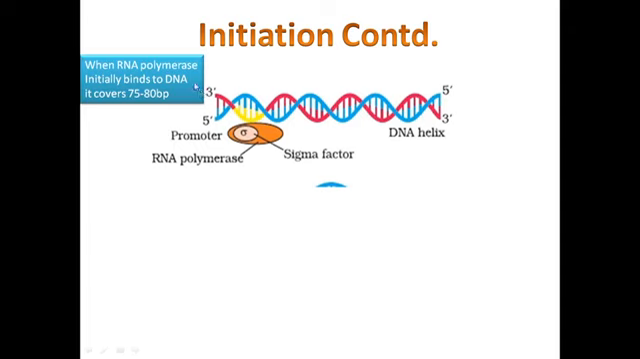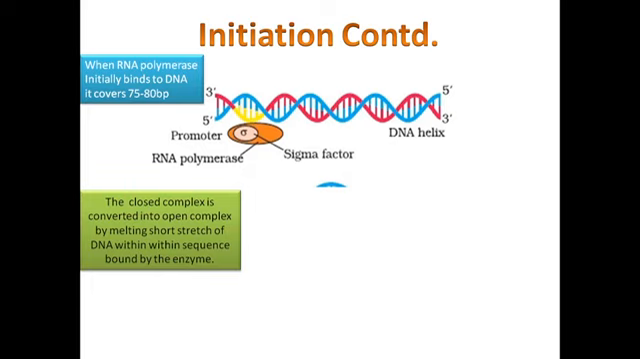When RNA polymerase binds to DNA, it covers about 70 to 80 base pairs. The closed complex is now turned into an open complex by melting a short stretch of DNA within the sequence. What happens? Once this RNA polymerase finds the promoter, it moves along, breaks these hydrogen bonds, and uses its helicase activity, which, if you remember, is specifically in the beta subunit, and unwinds this DNA, creating an open structure from what was closed.